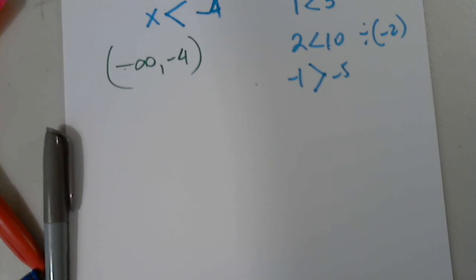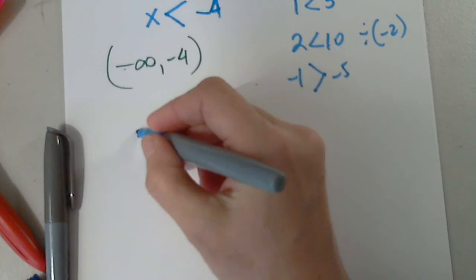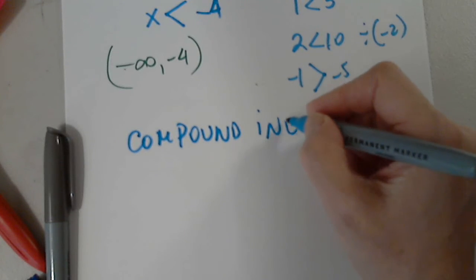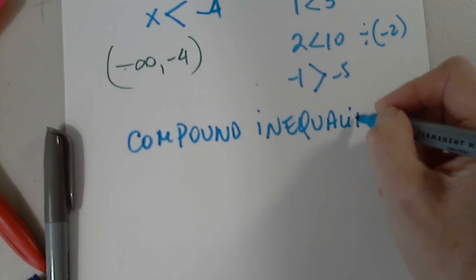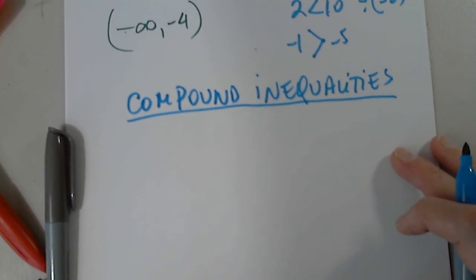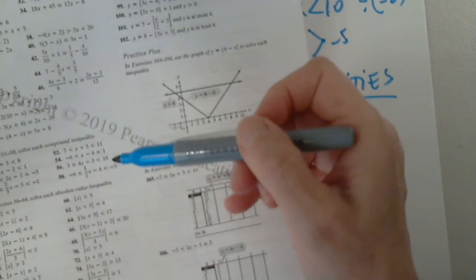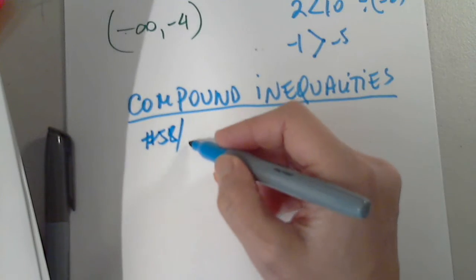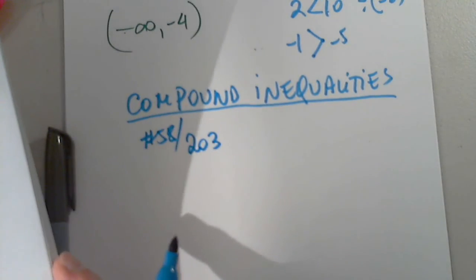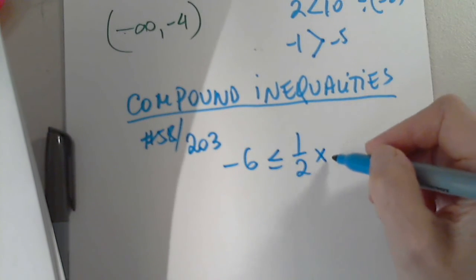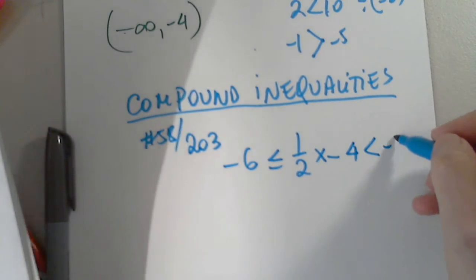And the second type will be compound inequalities. That's a different type. And let's say 58, same page, 203. Negative 6 less than or equal to 1/2 x minus 4 less than negative 3.